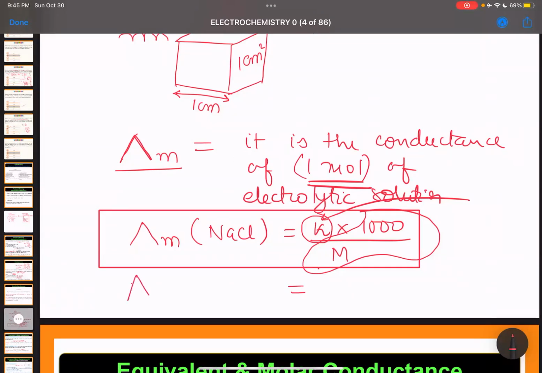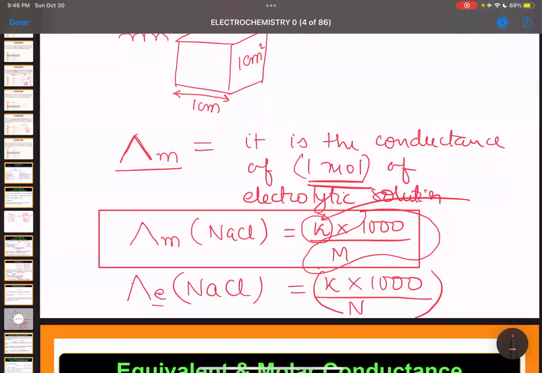If you want to go for equivalent conductance, it is the conductance of all ions present in one equivalent of electrolyte or salt. It is kappa into 1000 by normality, because equivalent concentration is given by normality.